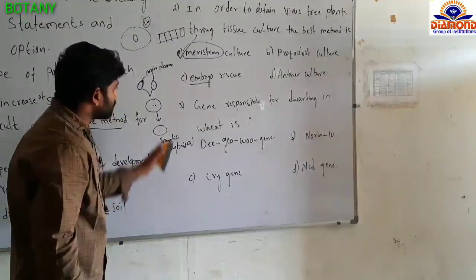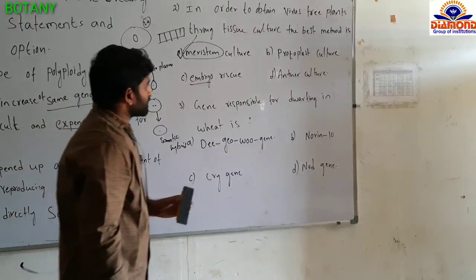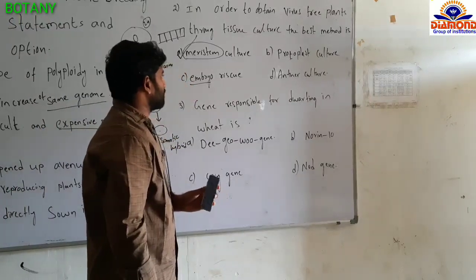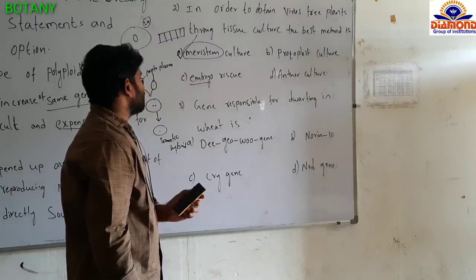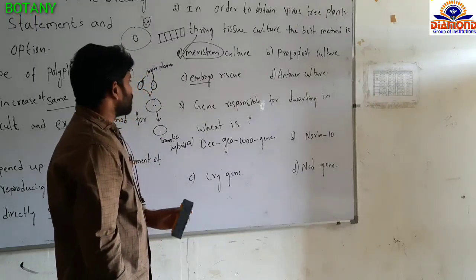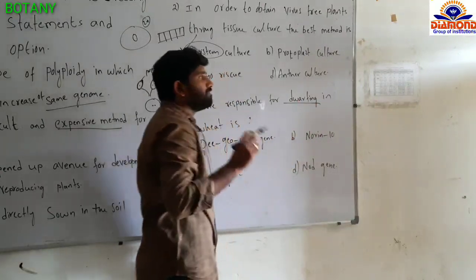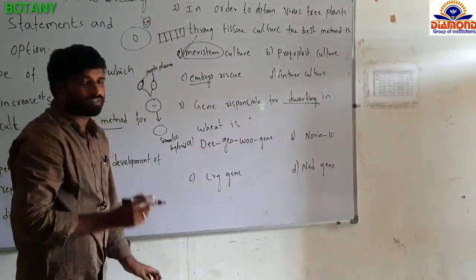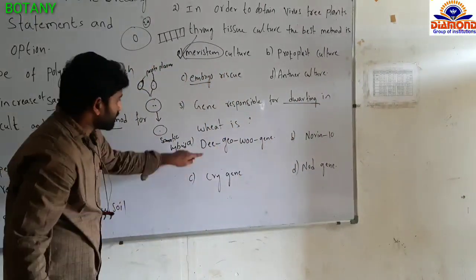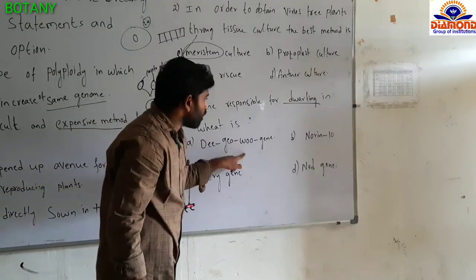The next question is: the gene responsible for dwarfing in wheat is. So which gene is responsible for the dwarfing in wheat plants? Option A, Dee-geo-woo-gen.